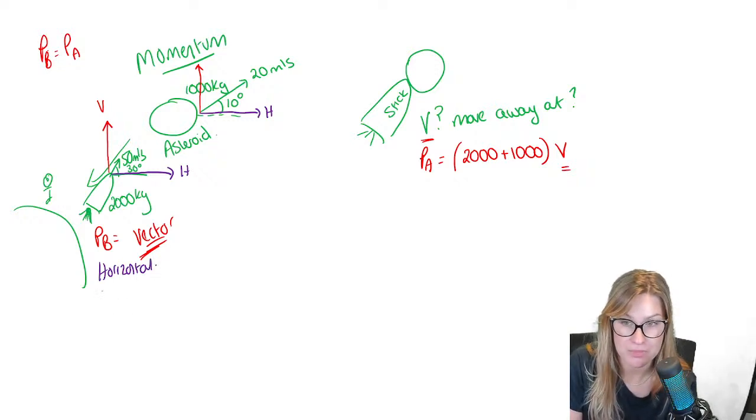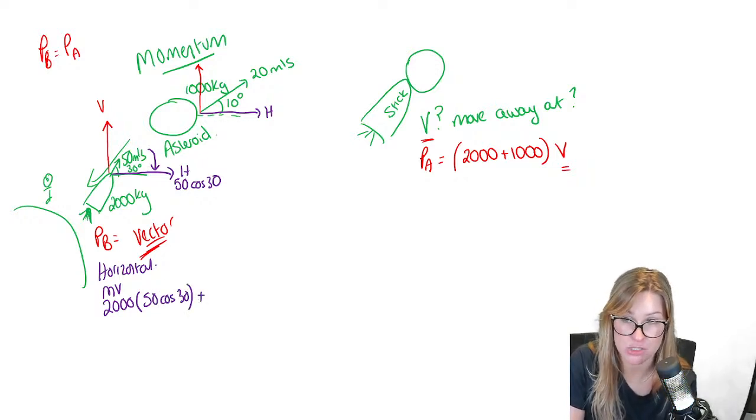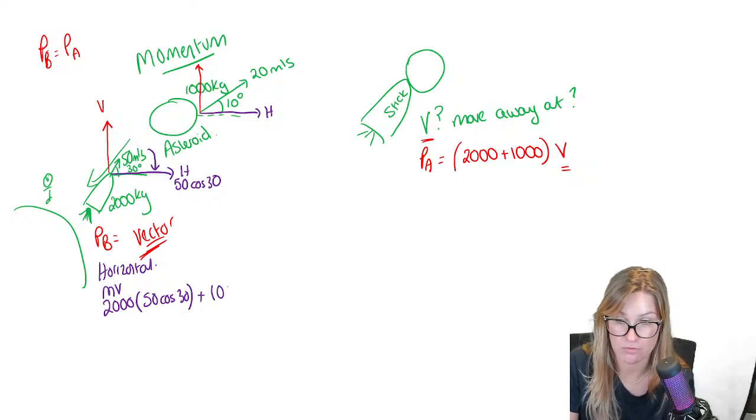So before, the horizontal momentum, remember, is mass times velocity. So we look at our rocket, we've got a mass of 2,000 and we want to do our horizontal velocity. And we go through the angle. The rule is the faster we do it, it's always cosine. So it's 50 cosine 30 because we go through the angle. But I also have my horizontal momentum of my asteroid. So I have my mass of my asteroid, which is 1,000 kilograms, times by the velocity of my asteroid. Remember, if we go through the angle, it's always cosine. So it's going to be 20 cosine 10.